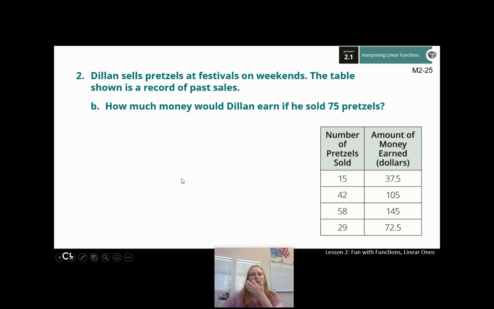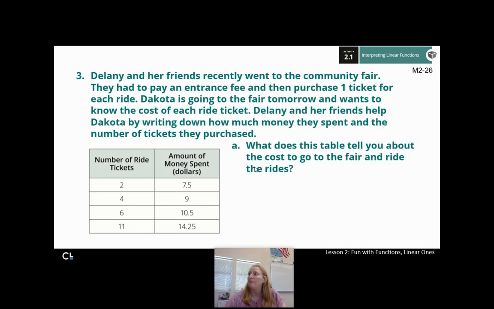Okay, so if he was earning $2.50 for selling one pretzel, because it's $2.50 per pretzel, for each pretzel, that means that if he sold 75, well, you would need to do $2.50 times 75. And this is why I have a calculator. And it turns out that if Dylan sells 75 pretzels, he earns $187.50. All right. Not a bad day's work, I suppose.